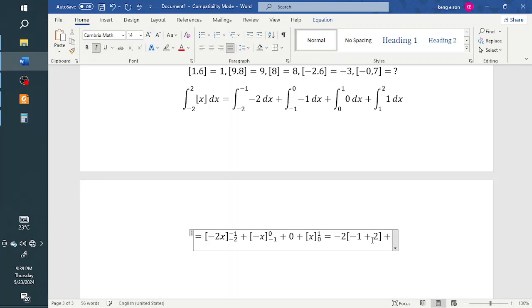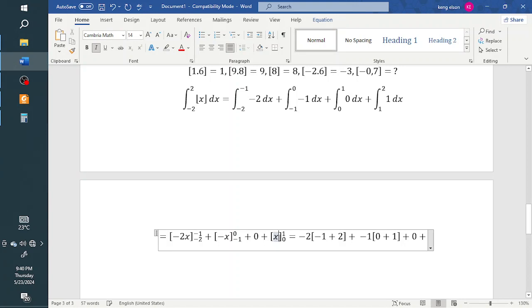Then plus, I'll put negative. Now this negative 1 here, I'll put it outside. Okay, negative 1. Now I'm going to take the upper bound, which is 0, because this negative sign goes outside and I'm just left with x, replacing x with 0. So I have 0 minus negative 1, which is the same as 0 plus 1. Then we need to add the 0.